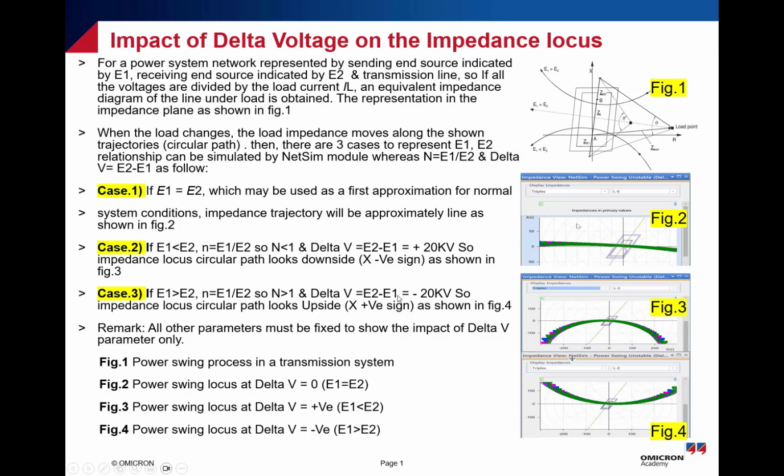But if the delta V is negative, which means that E1 is greater than E2, the impedance trajectory will look upside in that case. And here is the effect of the delta V.